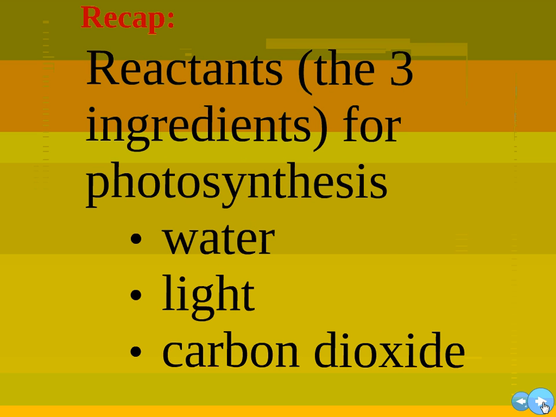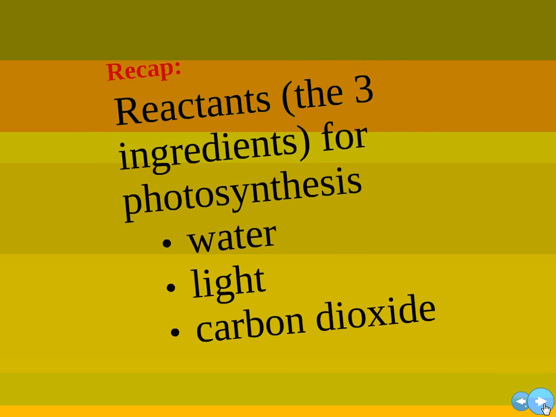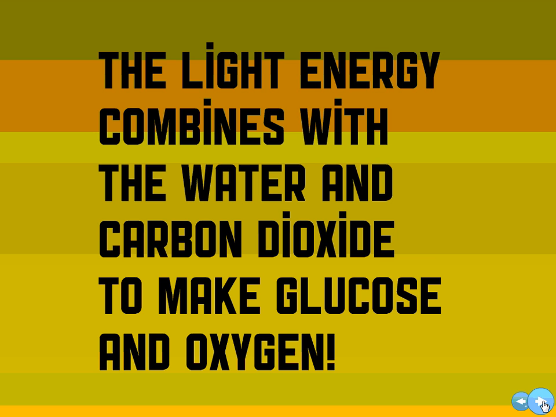Okay, to recap, the reactants. Reactant is another name for ingredient, and on the left-hand side of your paper, there's actually a blank where you have to write in the word ingredient. So reactants, the three ingredients for photosynthesis are water, light, and carbon dioxide. Light energy combines with the water and carbon dioxide to make glucose and oxygen.